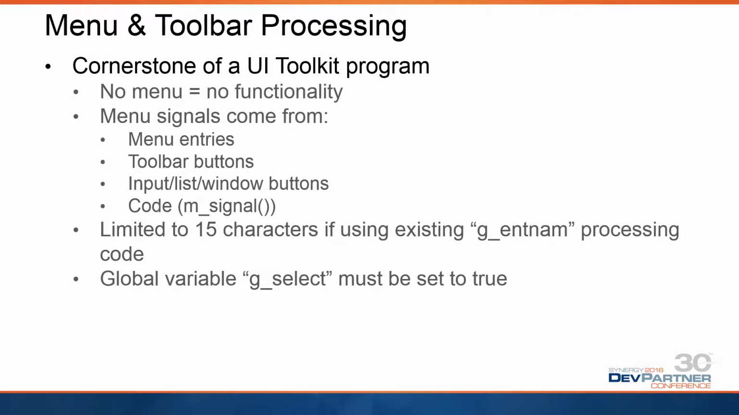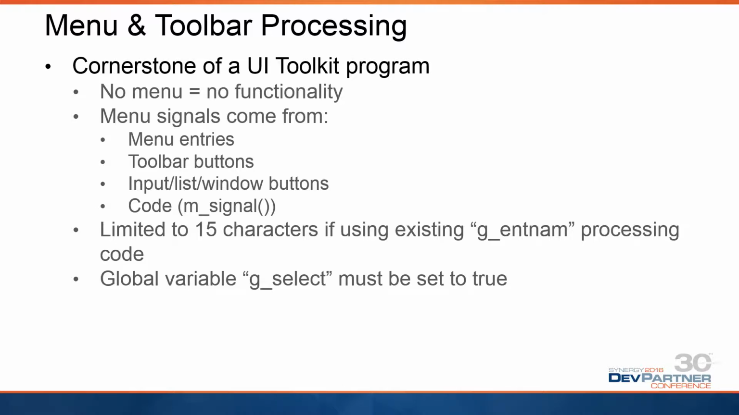Menu signals, obviously, they can come from a menu bar or entries on a menu bar or a menu column. They can come from a toolbar, and generally, a toolbar emulates what's already on a menu. They can also come from the buttons on your lists and your input windows, and they can also come from code with the old msignal routine.